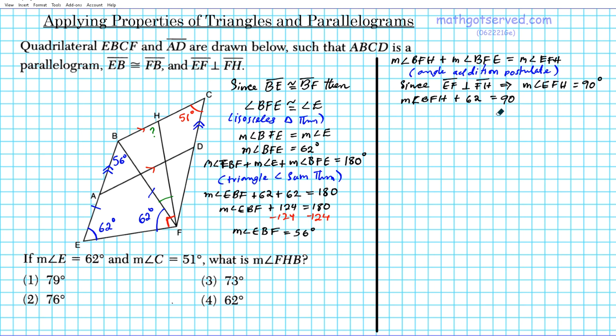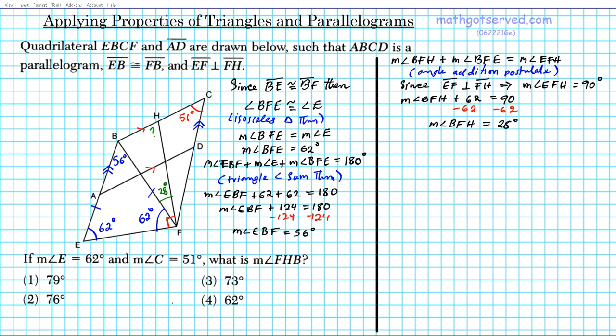Bam. So we have another algebraic equation. We're going to solve that for the measure of angle BFH. Just subtract 62 from both sides. So subtract 62 degrees from both sides, and then you get the measure of angle BFH is 90 minus 62, which is 28 degrees. Alrighty. So this angle right here is 28 degrees.